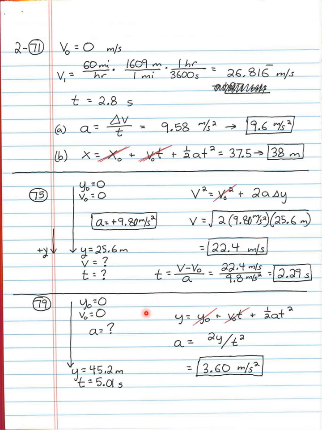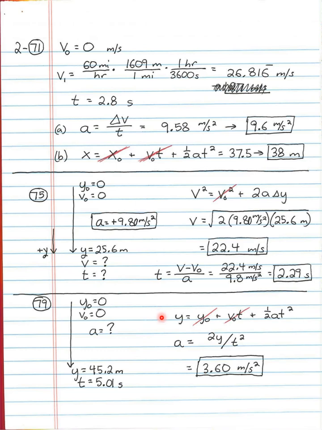So we know y naught and v naught are 0. It's going to drop down a height of 45.2 meters. It's going to take a time of 5.01 seconds, and acceleration is what we want to solve for. So we're going to use the kinematic equation that uses those values. Let's go with this one.